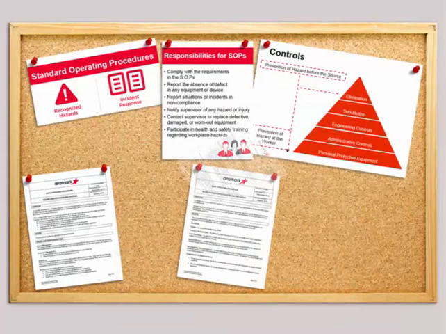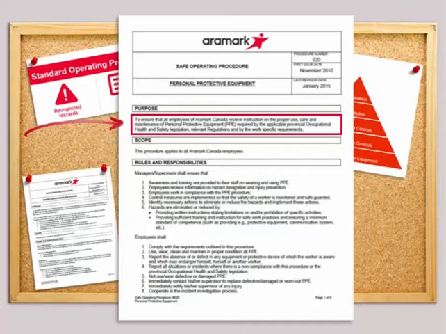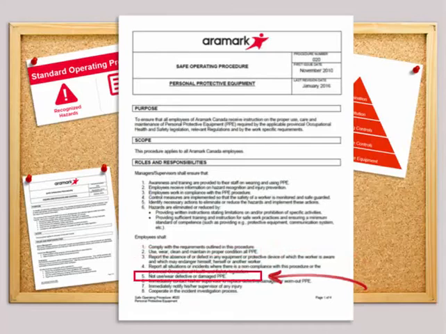One of the more recognizable control measures is personal protective equipment, or PPE. The purpose of the personal protective equipment SOP is to ensure that all employees of Aramark receive instruction on the proper use, care, and maintenance of PPE as required by law and Aramark policy. All employees are required to use, wear, clean, and maintain all PPE in proper condition, not use or wear PPE if defective or damaged, and immediately contact their supervisor to replace defective, damaged, or worn-out PPE.